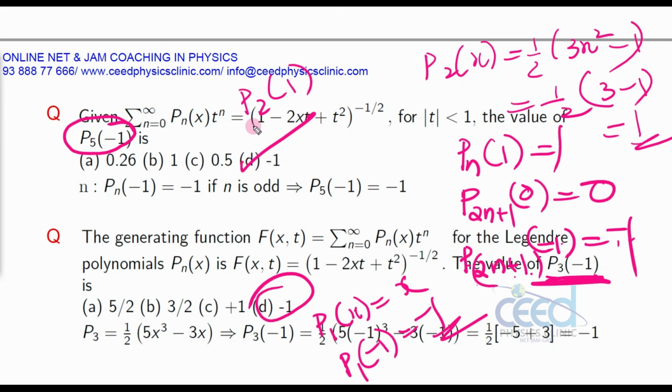Bessel function. Okay, so we have discussed already the Hermite polynomial and the Legendre polynomial. The final special function which we have to discuss is the Bessel function. Okay, thank you.